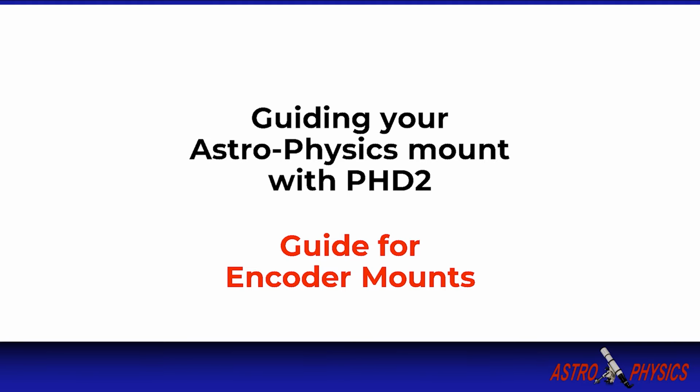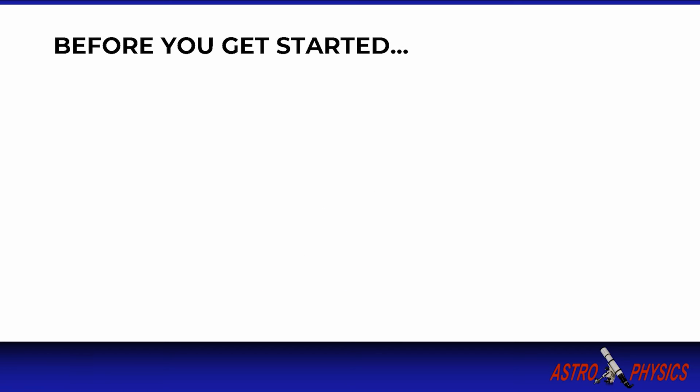If you have an AP mount with absolute encoders, such as the Mach2, or the AP 1100 or 1600 with the absolute encoder option installed, this video is for you. If you have an AP mount without absolute encoders installed, you should instead watch the companion video on setting up PHD for non-encoder mounts.